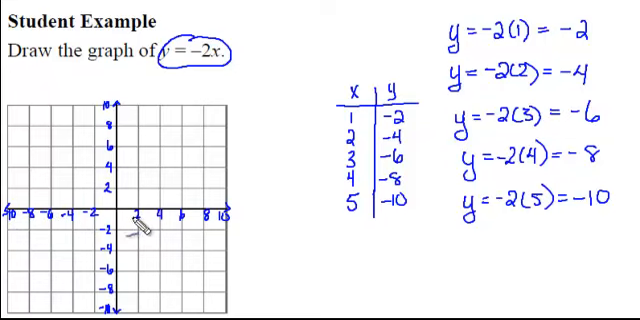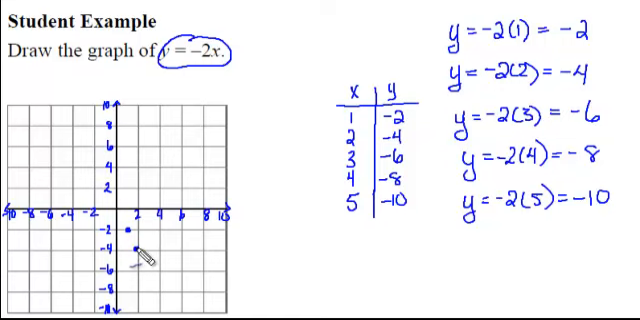Let's plot my points. I have a point at 1, negative 2. So my x value is 1, halfway in between, and my y value is negative 2. I have a point at 2, negative 4, so 2 over, 4 down.